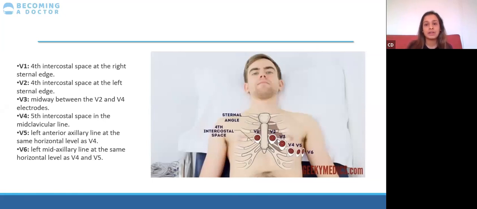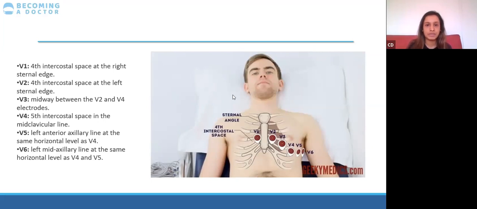Then I like to go to V4, which is at the 5th intercostal space in the mid-clavicular line. And then you've got V3, which is midway between those two. And then if you think about V5 and V6 as being on the same horizontal line as V4, V5 is on the left anterior axillary line, and V6 is on the left mid-axillary line.